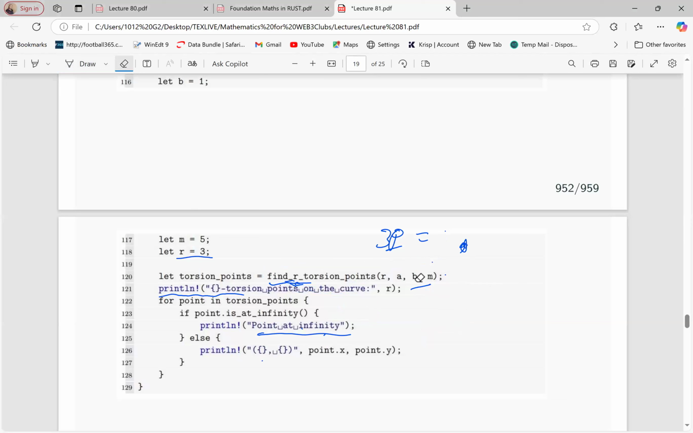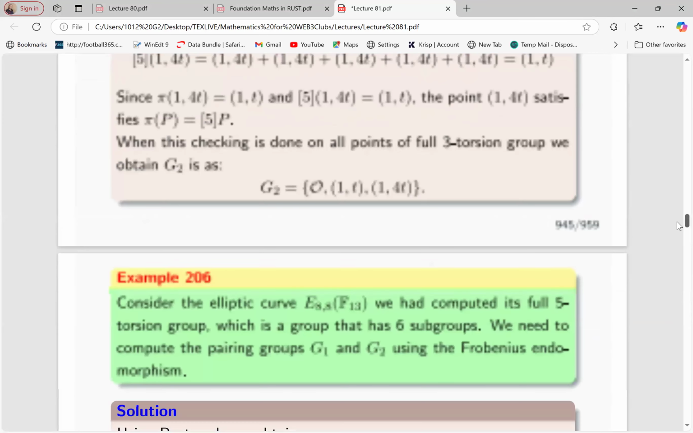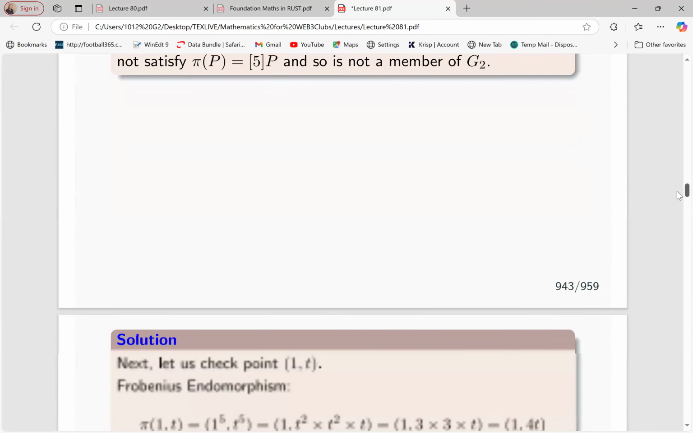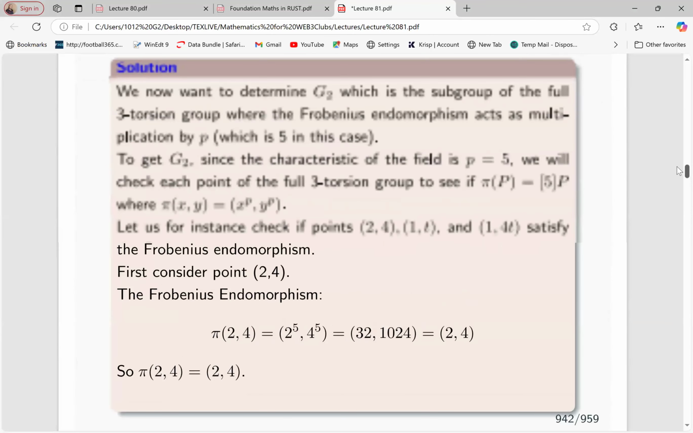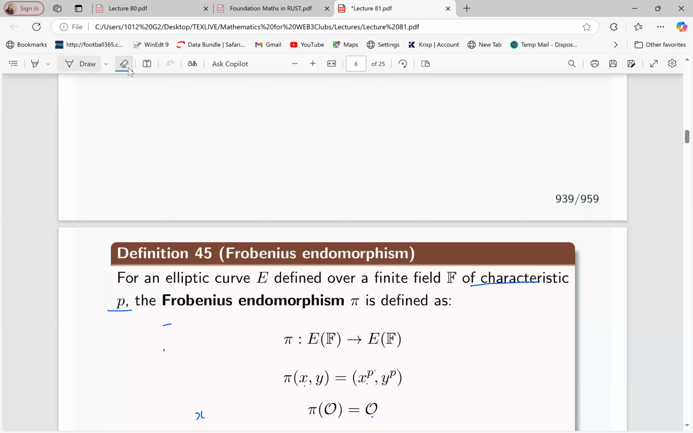Now I want us to slightly manually look at how to find G2, then use that manual calculation to write the code, which I already have. So I'll share the code. G2, I'd already defined the Frobenius endomorphism. It's the one that will be helping us to find G2.